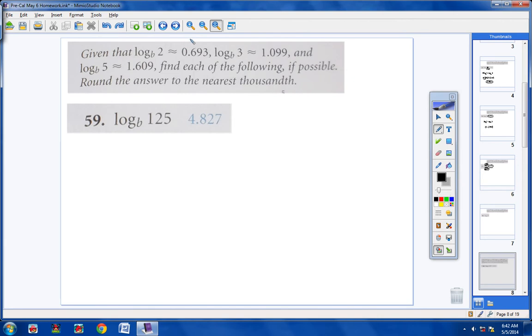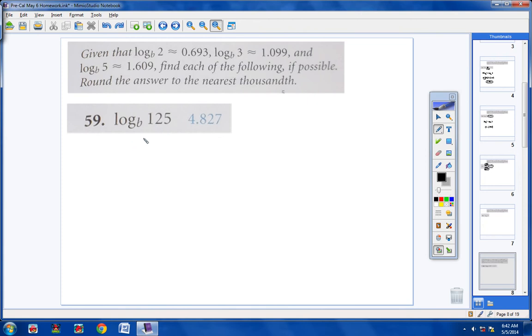Now notice they've changed directions on us, or changed information. Now we know the log base b of 2, the log base b of 3, and the log base b of 5. So those are the three numbers we're going to be using. And they want us to solve this logarithm.